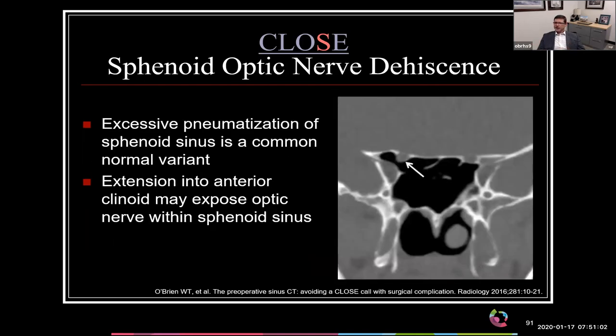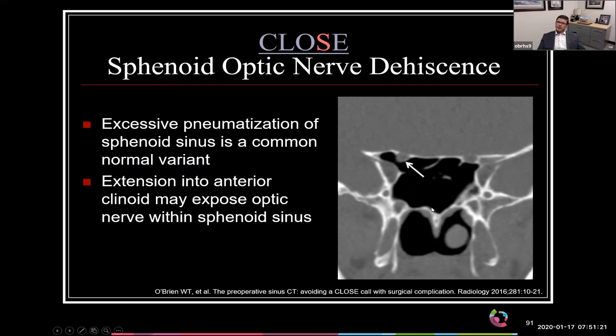And then lastly, very similar to an Onodi cell, like we talked about in the beginning when we were talking about excessive or extensive pneumatization, if you get extensive pneumatization of a normal sphenoid sinus into the anterior clinoid, that in and of itself can uncover the optic nerve like you see here.